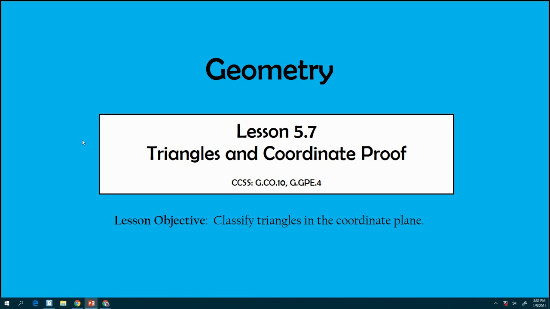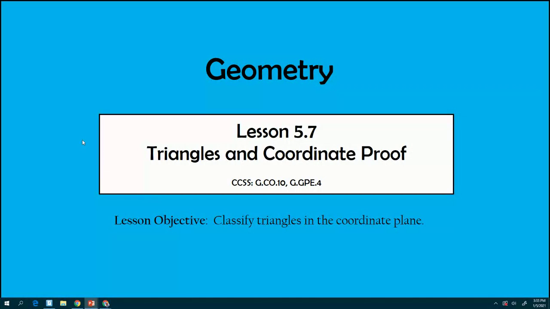Today we are going to work on lesson 5.7, which is on triangles and coordinate proofs. Don't get too worried about the word proof. We're not going to be writing the formal long proofs. We're going to be working with how we can look at the coordinate plane and use the concepts that we already have available to us to prove that a triangle is.